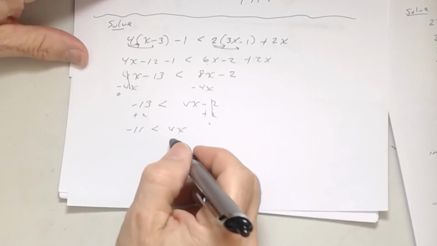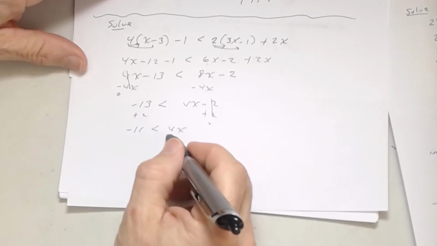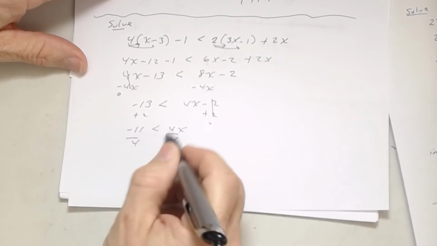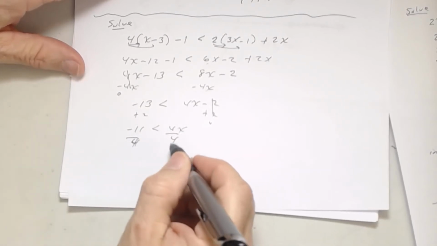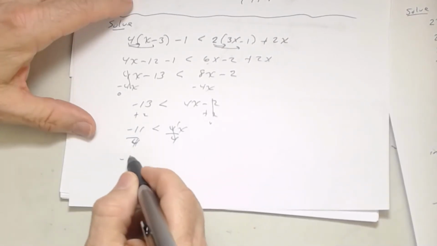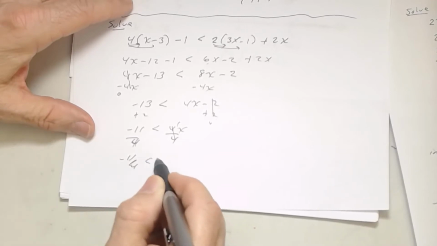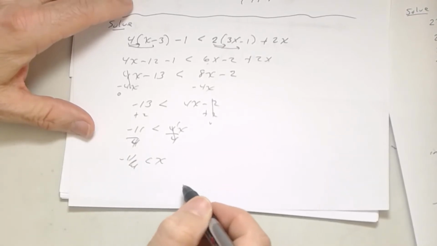No. You're trying to get x by itself. By 4. Do I reverse anything? No. No. So this says that negative 11/4 is less than x, right?